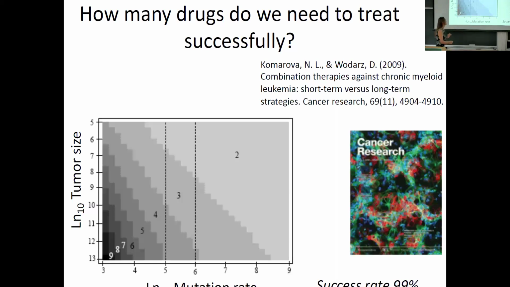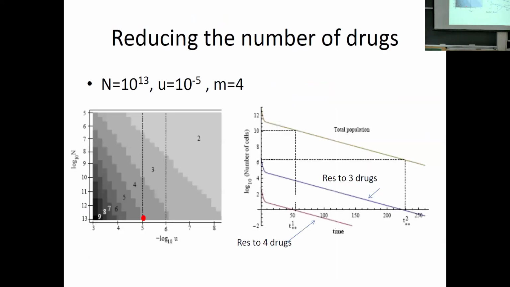everything. So you can see, like here, you increase the mutation rate and you increase tumor size. You only need like 2 drugs, and if the mutation rate is high and the tumor size is low, it's not so great. So you can reduce the number of drugs using this diagram.